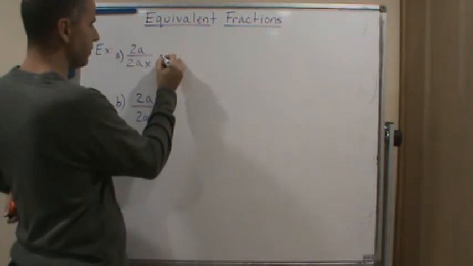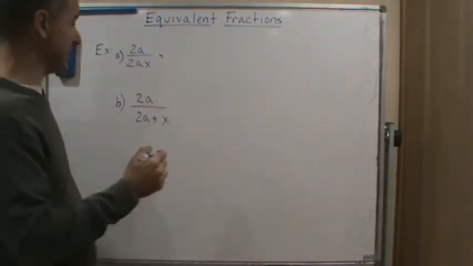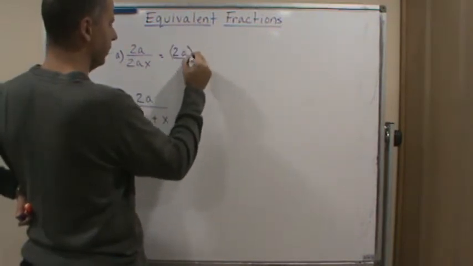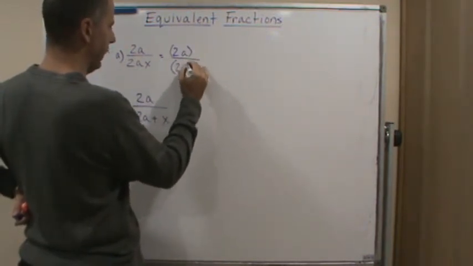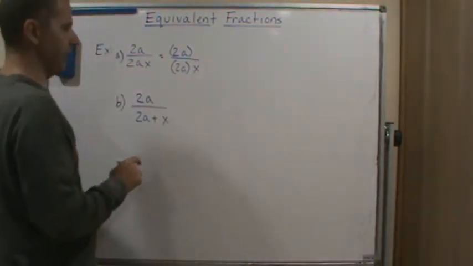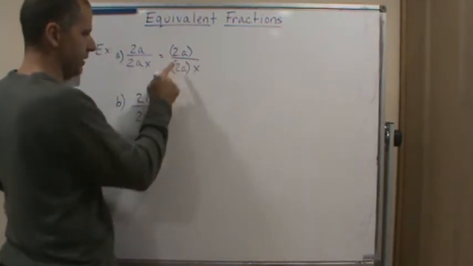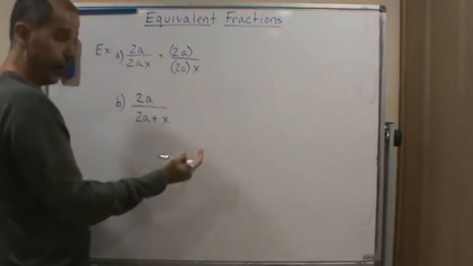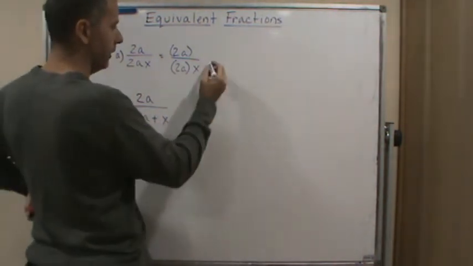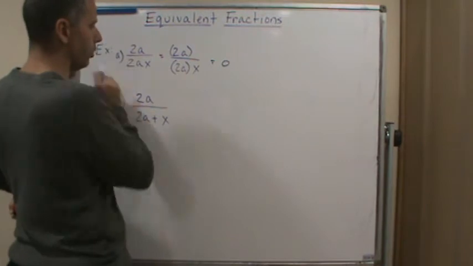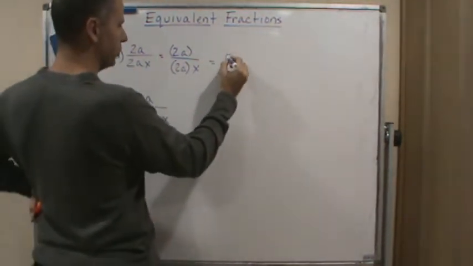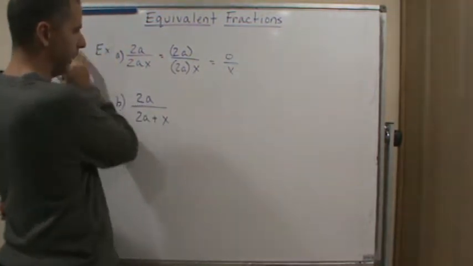Because again, let's just put some parentheses here so you see what's going on. So we've got 2a over 2a times x. And so again, this is going to cancel with this because this divided by this equals 1, right? Now, be careful. This is not equal to 0 because again, this does not equal 0 over x, okay?